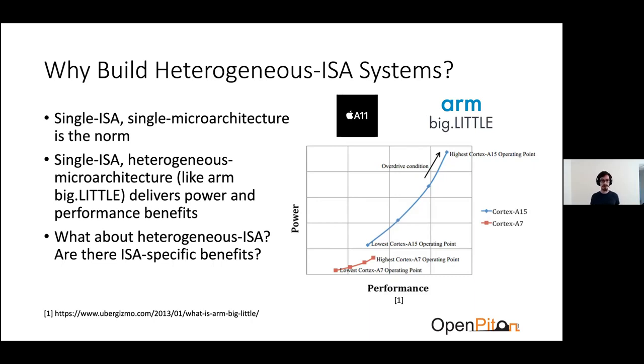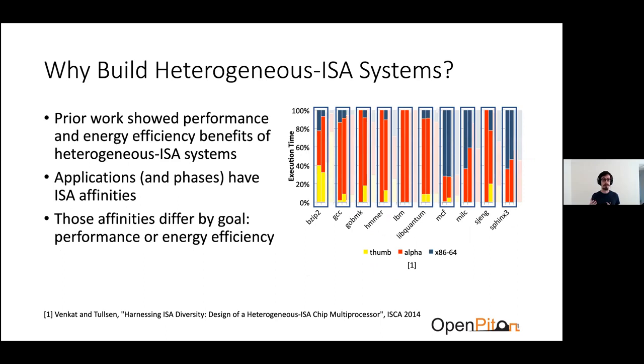And so in the architecture realm, there's been some amount of research in this space. So there was prior work, a particular paper from ISCA 2014 by Ashish Venkat and Tullsen, which showed that you can actually get performance and energy efficiency benefits by building a system where you have cores with different instruction sets.